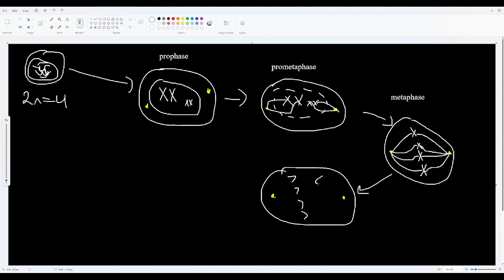So during anaphase, the chromatids are being pulled apart. That's important to note. The chromatids are being pulled apart, because remember, the chromatids are exact replicas of each other. They are the exact same. So once we split the cell in half, we're going to end up with two identical cells. So this is anaphase, and then after anaphase, we go to telophase.